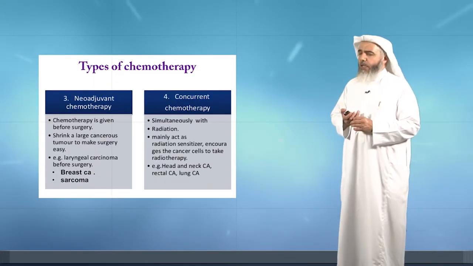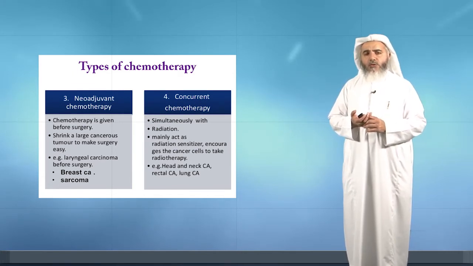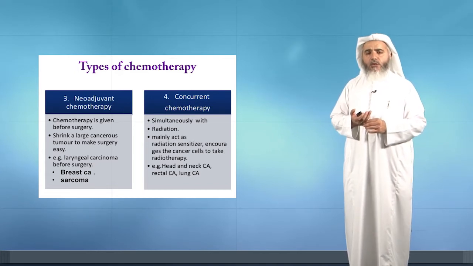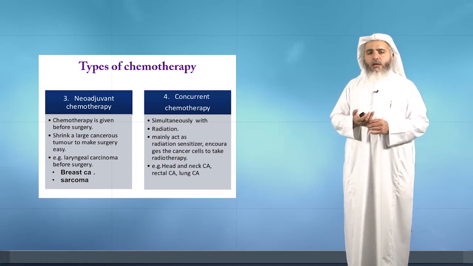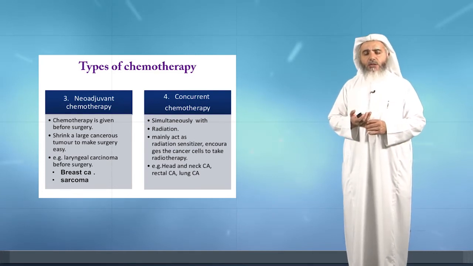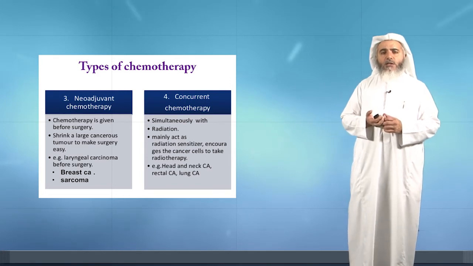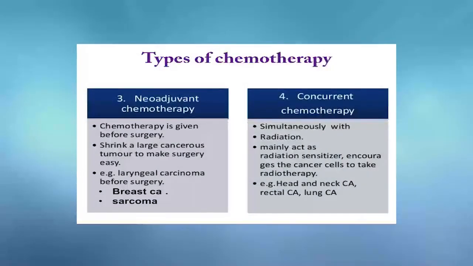Neoadjuvant chemotherapy: sometimes the tumor is large and the surgery is not possible, or it may carry some side effects like blood loss, like major loss of function. The best example of that also is breast cancer. So it is common practice nowadays to use chemotherapy before surgery when the breast cancer size is more than 3 centimeters, or if there is any lymph node metastasis.